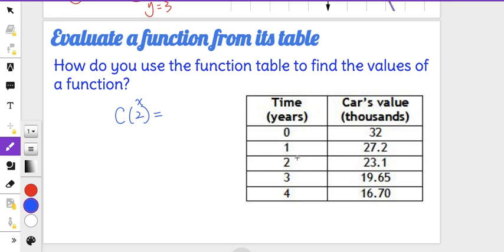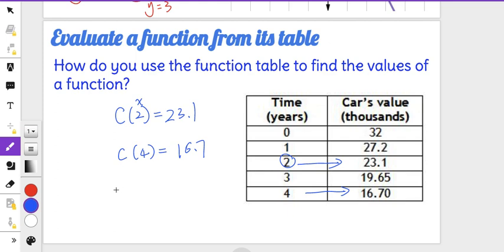So all we need to do is look for 2. So x is 2. 2 is here. The value for 2 is 23.1 thousand. So that's the answer. Let's try another one. C of 4. Then again, after 4 years, the value becomes 6.7 thousand. So that's it.